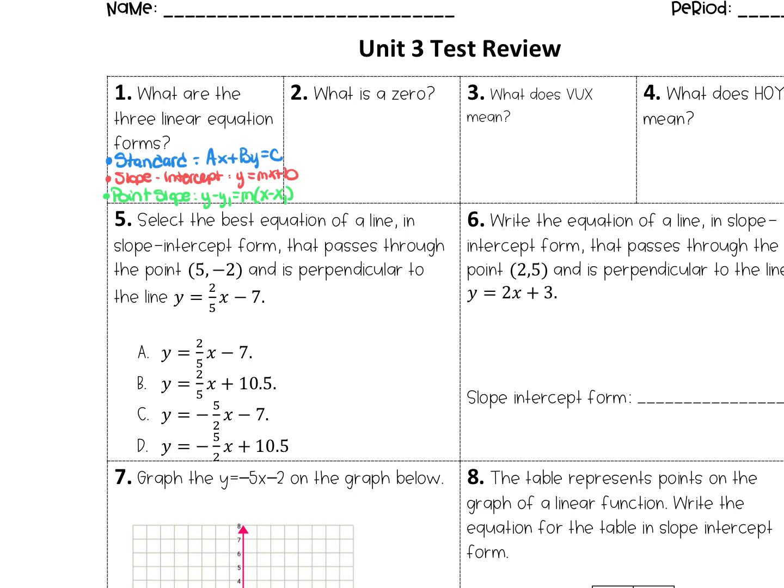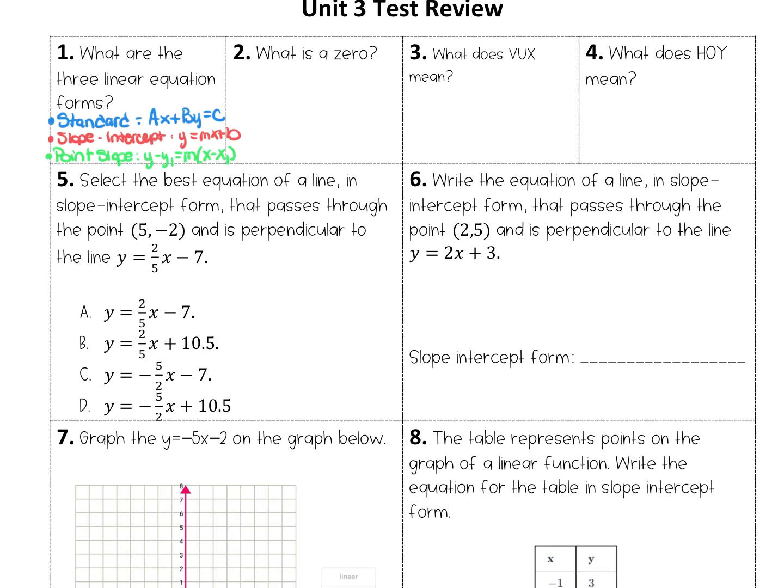The next question says, what is a zero? A zero is an x-intercept. So if you're asked what is the zero of a graph, you're looking for the x-intercept. For example, if I draw a graph, this point right here is the place where I cross the x-axis, because this is my x-axis and this is my y-axis.